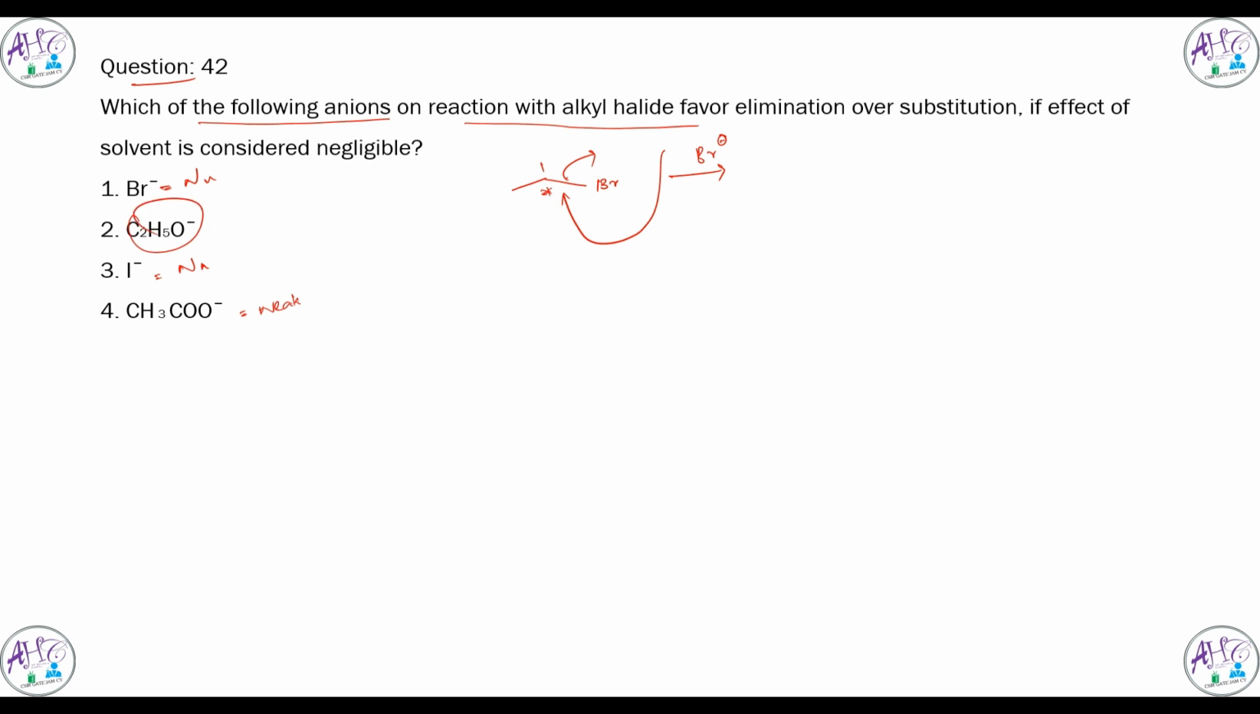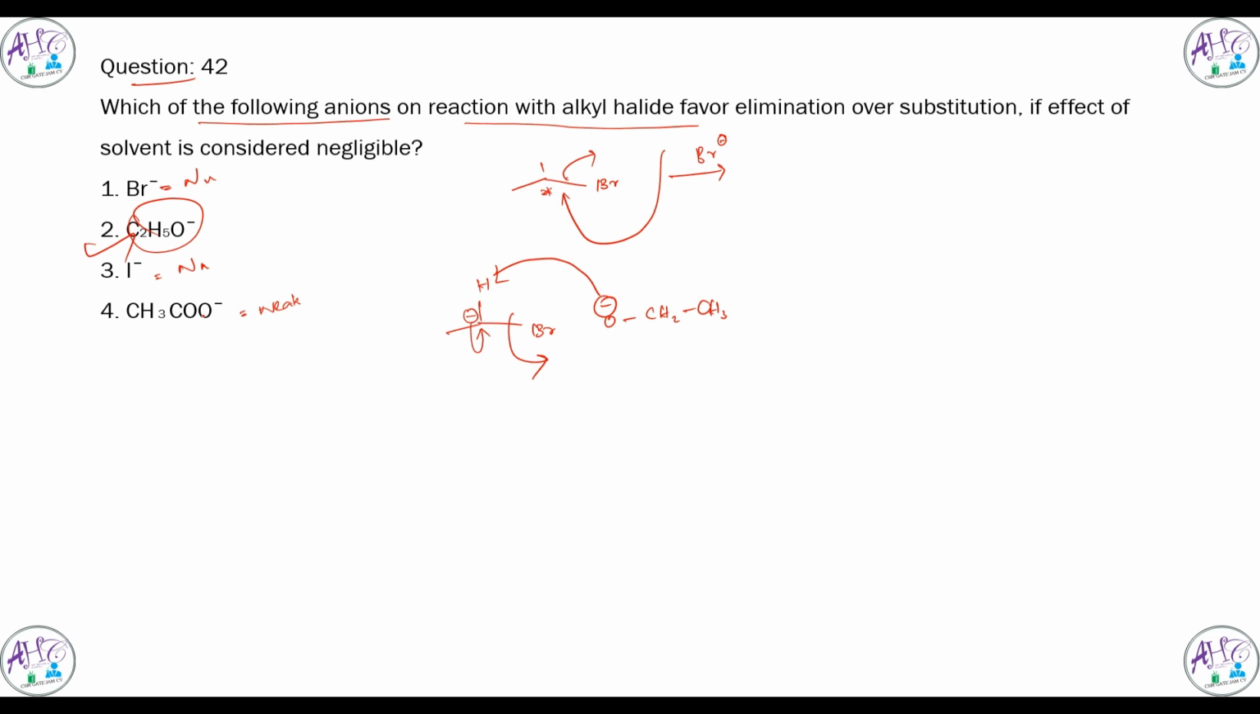And then comes your C2H5O minus, which is actually a group like this, CH2CH3. This is going to be the structure of C2H5O minus. What this does is that it is going to abstract the hydrogen, thereby forming a carbanion, and this carbanion is going to kick the bromine out. This is your elimination reaction. So option 2 is the correct answer.